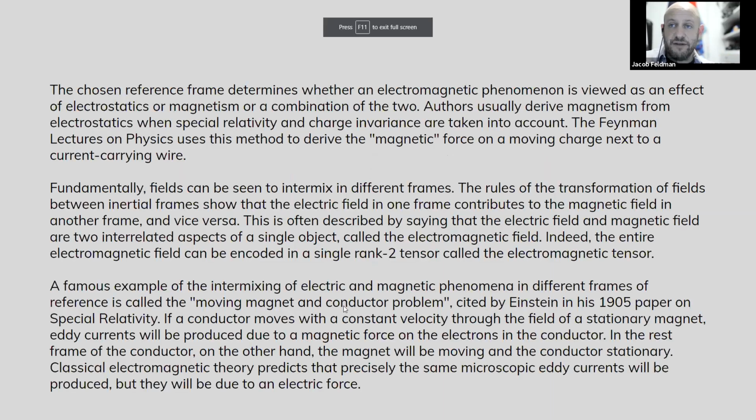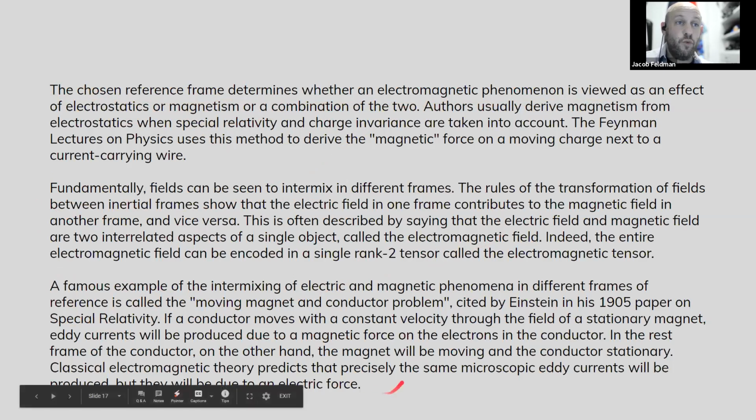So here's our passage again. And instead of simplifying the language, I'm just going to find the signpost, right? I'm going to find where the conclusion of each paragraph is, where the topic sentence of each paragraph is. And in the first one, it's that first sentence. The chosen reference frame determines whether the phenomenon is viewed, blah, blah, blah, blah, blah. Because the other two sentences serve that, right? In the second paragraph, hey, guess what? It's the first sentence again. Fields can be seen to intermix in different frames. And then it goes on to talk about why that's true. The third paragraph does the same. It says a thing, and then it goes on to say why that's true.